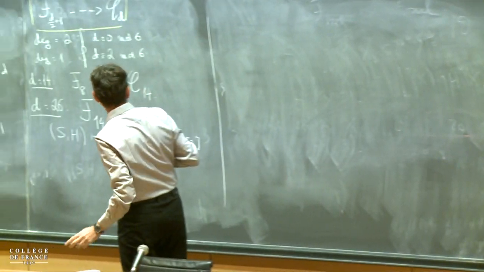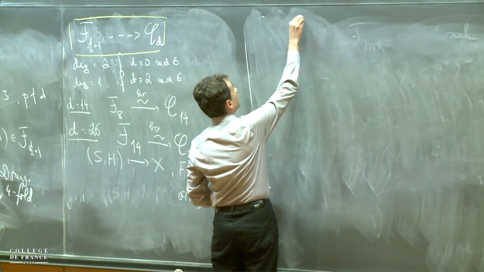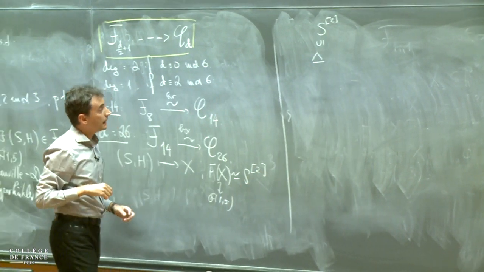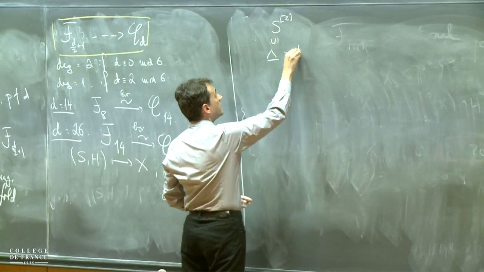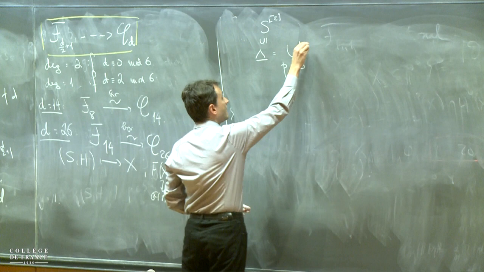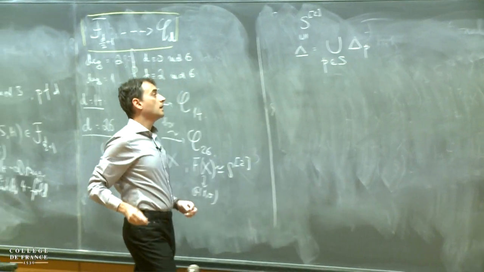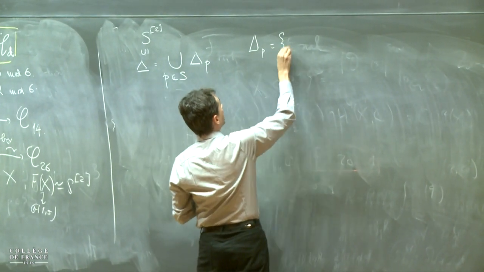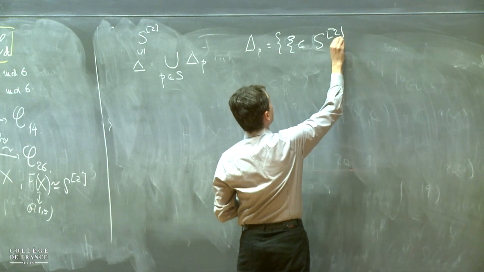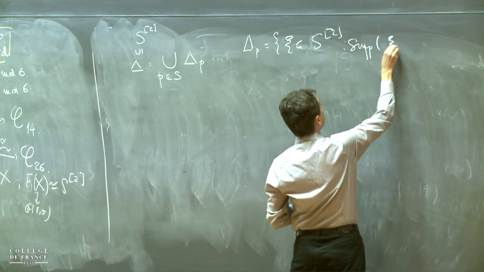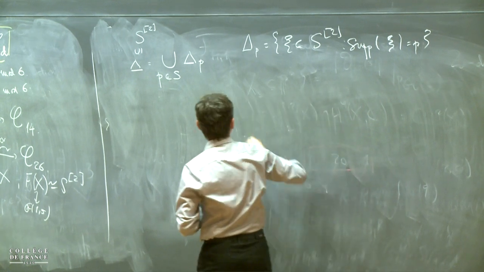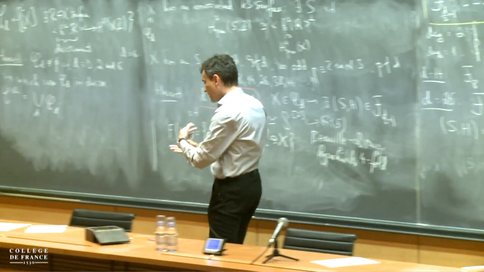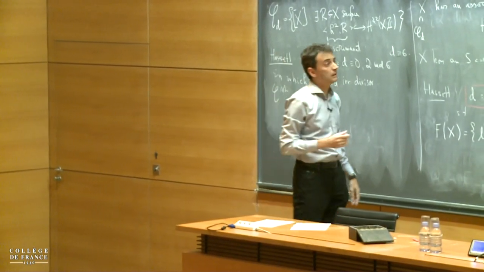So on the symmetric product, I have the exceptional divisor. I blow up the diagonal. This is delta, and this delta is a union over points P in S of rational curves, delta P. And this delta P is just the set of cycles in S2 which are supported entirely at the point P. So this is a P1, a rational curve. So this delta P is the fiber of delta.